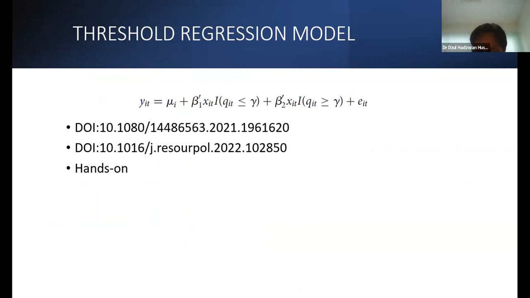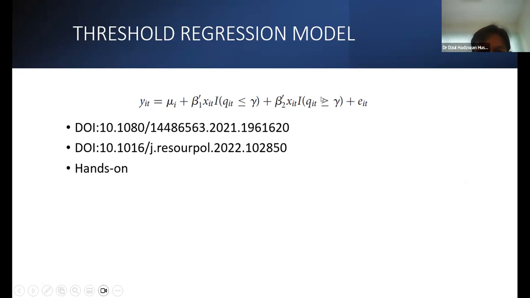I will show you the command and the steps to use the threshold regression model. You can refer to this paper later. Both of these papers are my papers. For this threshold regression model, as you can see here, this is the regression model suggested by the threshold regression model, where y is the value for the threshold.